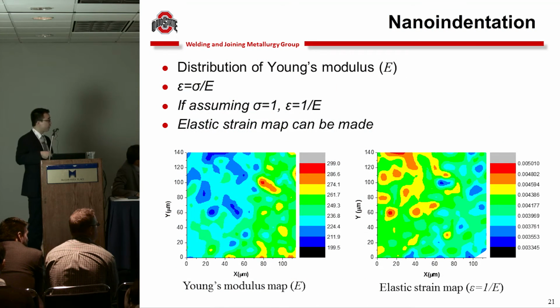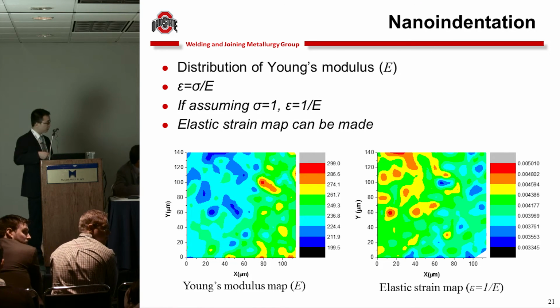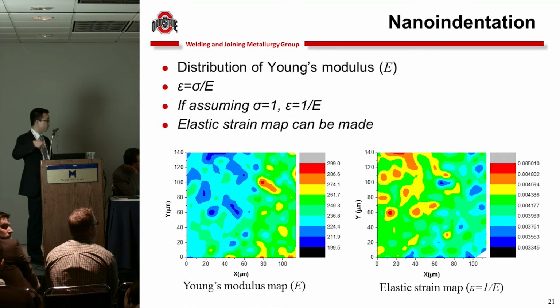The nano-indentation can also record or measure the Young's modulus. So we can also make a Young's modulus map in a certain area, and we can calculate the strain. The elastic strain equals the elastic stress over the Young's modulus. If we assume the stress equals 1, then the elastic strain is 1 over the Young's modulus. So we will use this equation, and we can also calculate the elastic strain map.